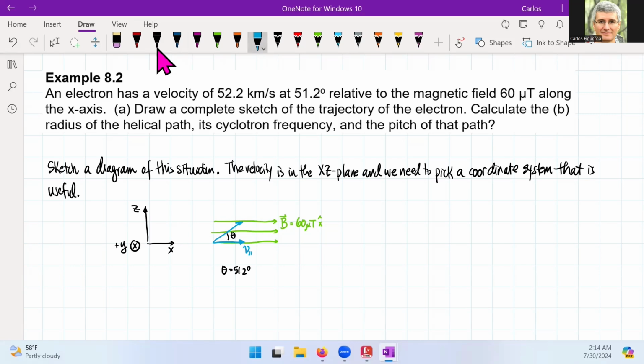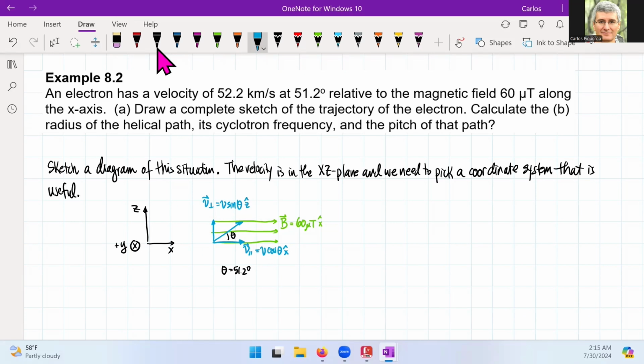And then I have another component that's going to be v perpendicular. You can see that v parallel is on the adjacent side, so this has to be v cosine of theta, and this has to be v sine of theta. So now I have my velocity components. This one is in the x direction, and this one is in the z direction. So now I have my velocity and magnetic field components.